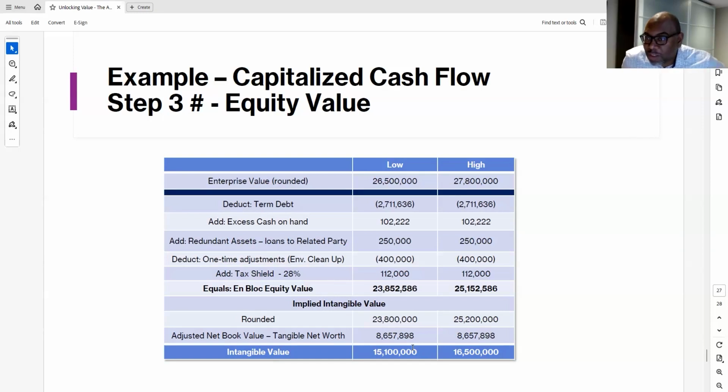I know I went through this quickly because we're running out of time, but that's a fairly comprehensive capitalized cash flow example. Okay, thank you, Vince. Let me open it up before I give my final thoughts. So, Alex, Joel, any questions, any commentary from the both of you?